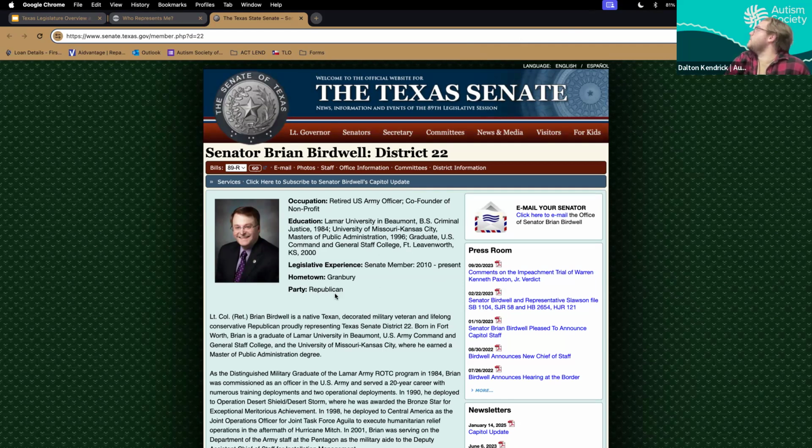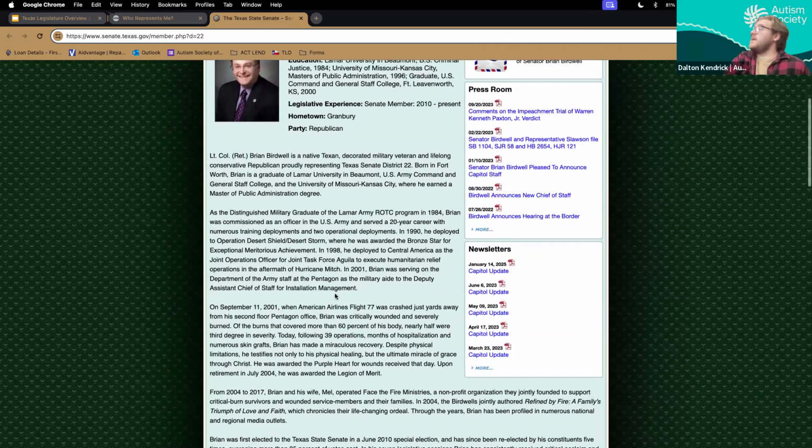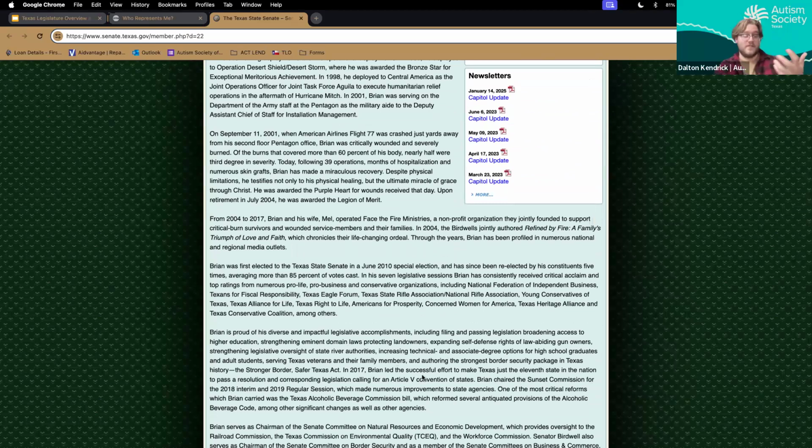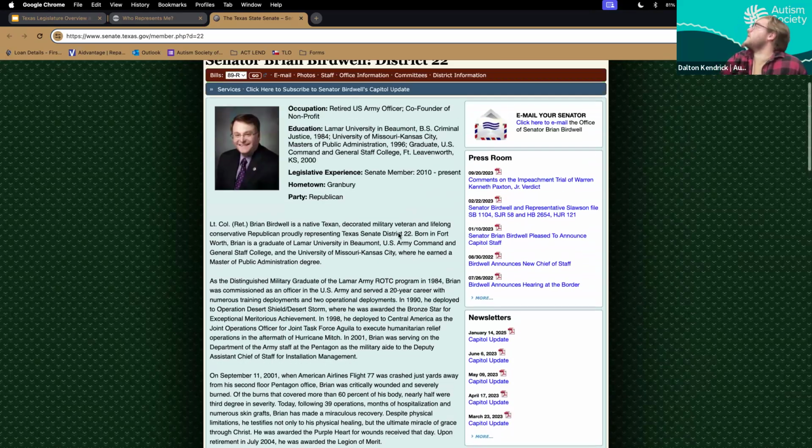Different information, little blurbs about them. Sometimes if you read through these, you could find some very helpful information. Like, if they come from a family of teachers, oh, that's great. They may support education bills really well, things like that. So I always recommend reading through these for your different members.